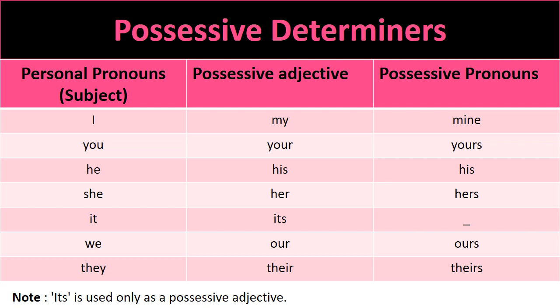You, your, yours. He, his, his. She, her, hers. It, its. We, our, ours. They, their, theirs. And note, its is used only as a possessive adjective and not as a possessive pronoun.